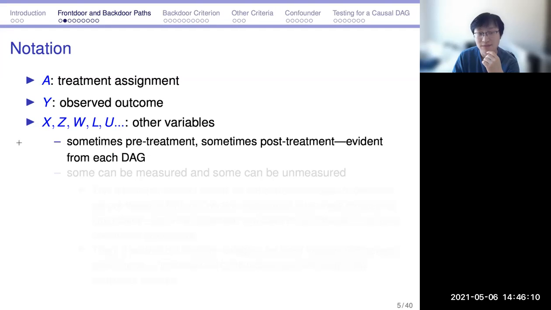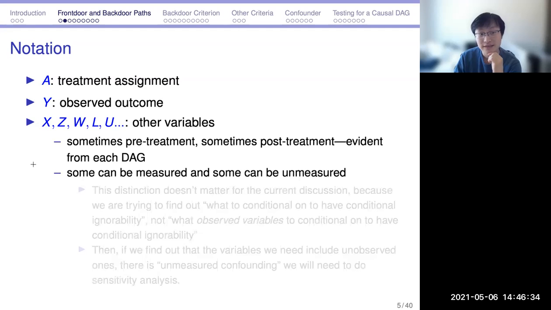What are other variables? Some of them could be pre-treatment covariates. Sometimes some of the variables are post-treatment variables, measured as maybe a mediator between the treatment and the outcome, or some further outcome after the outcome is measured. We'll see what these are, but they will be evident from each DAG. Also, some variables can be measured and some variables can be unmeasured. So far, we haven't been talking about measured or unmeasured variables, right? We're given a causal DAG with all these variables.